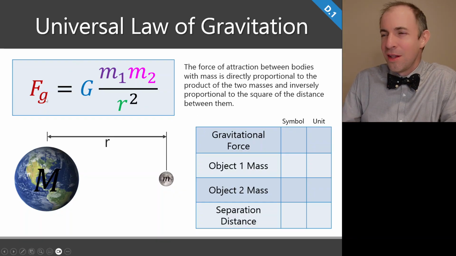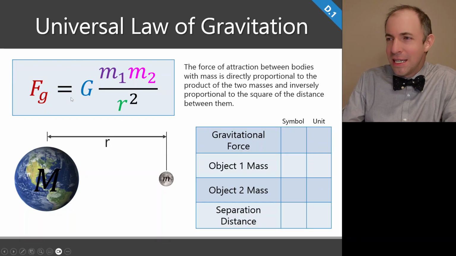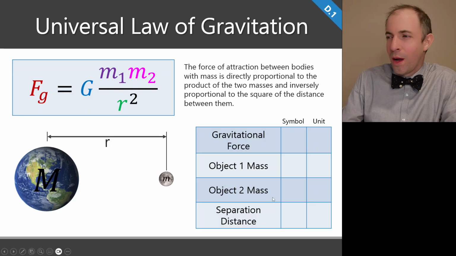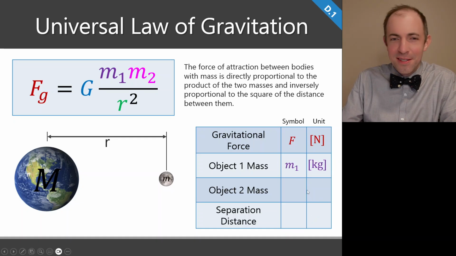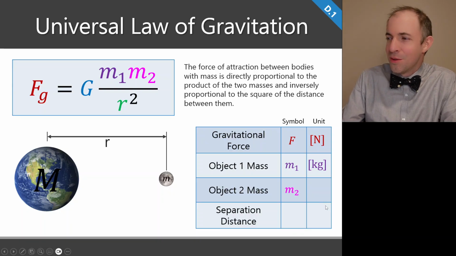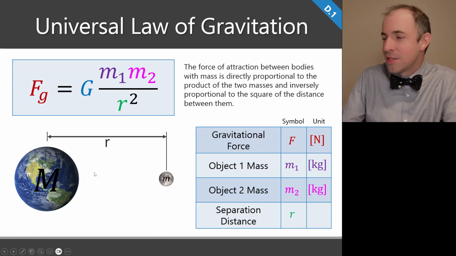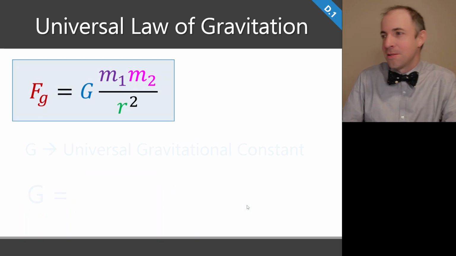Here we've got the universal law of gravitation. Fg is equal to G times m1, m2 over r squared. You'll notice this looks very similar to what we just saw. Here, this force, Fg or F, is in newtons. Object 1 mass is m1, that's kilograms. Object 2 is the same idea in kilograms. And the separation distance, just like we saw, is r in meters.